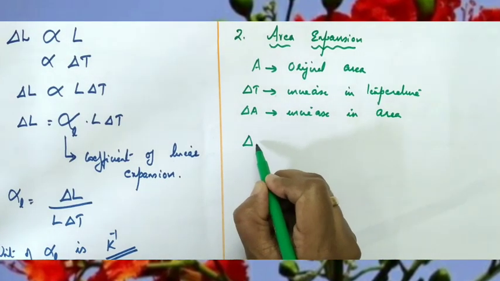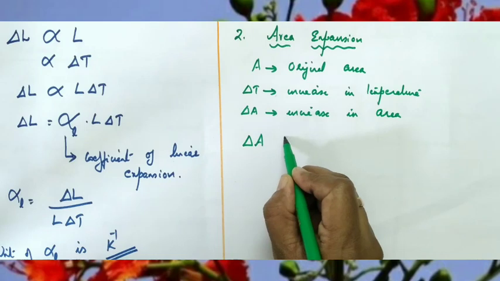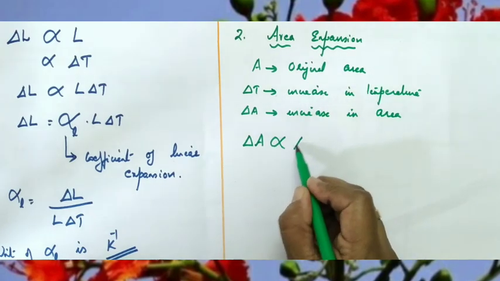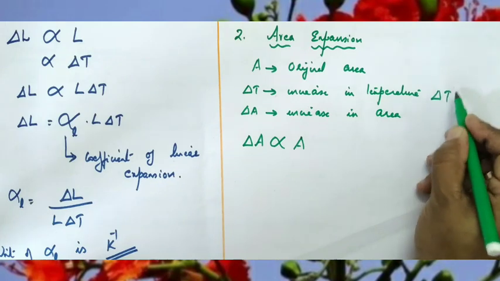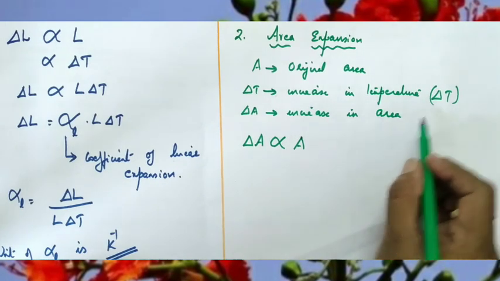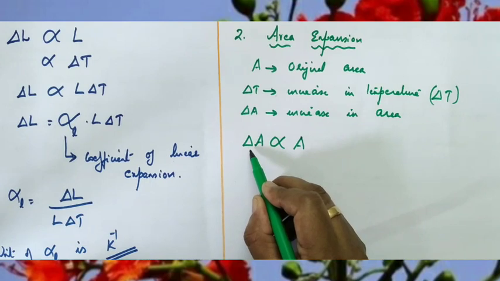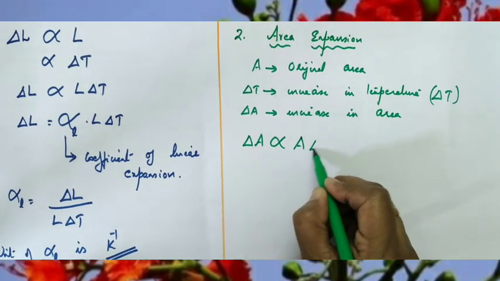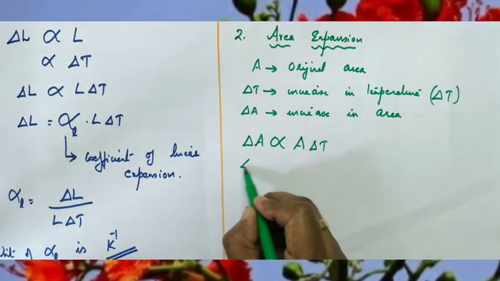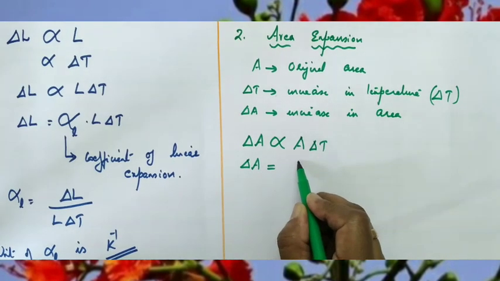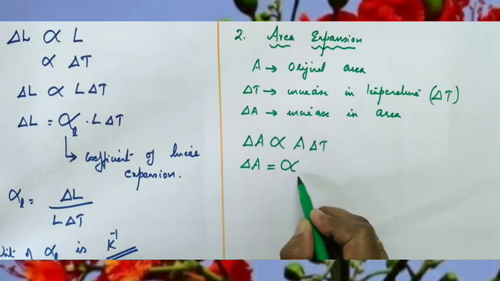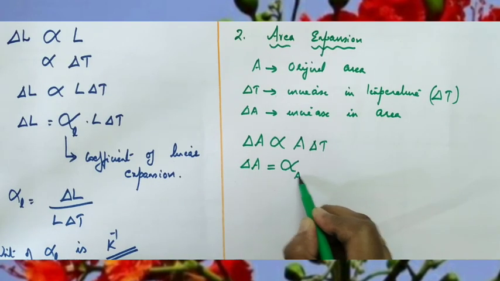Same as before, we can write that the increase in area is directly proportional to the original area. It is also directly proportional to the increase in temperature, delta T. So the increase in area depends on the original area and the increase in temperature. Or we can write the increase in area is equal to a constant. Here the constant is the coefficient of area expansion. Therefore, we can write alpha A.